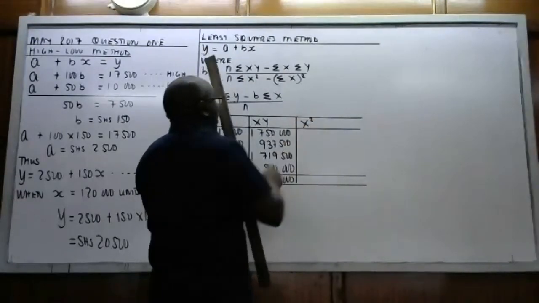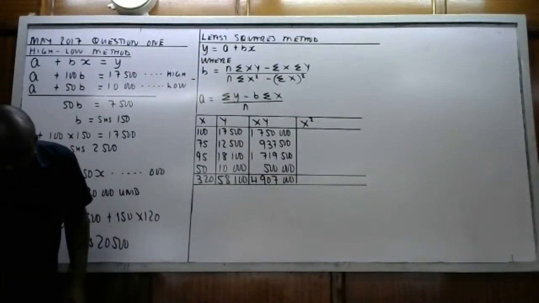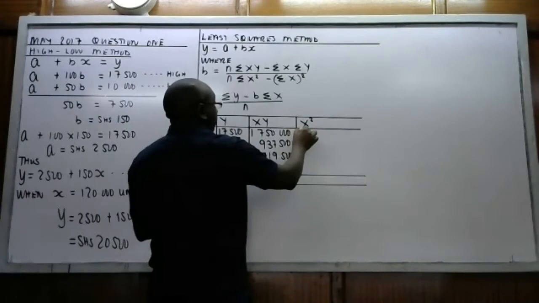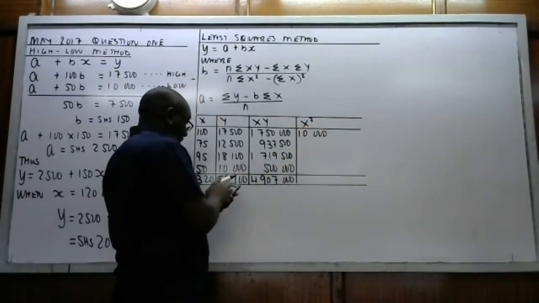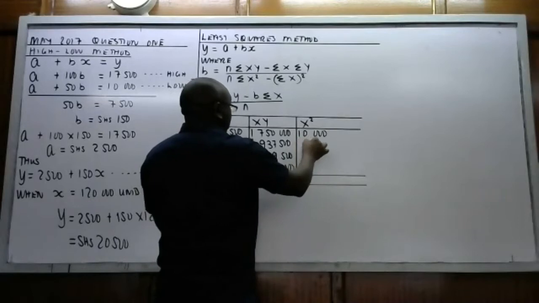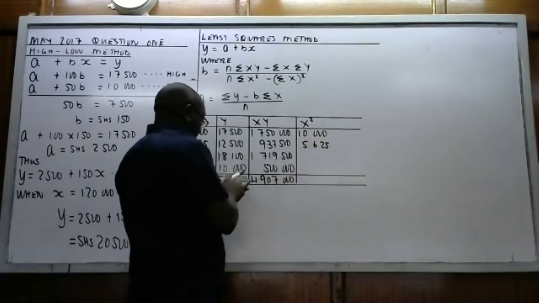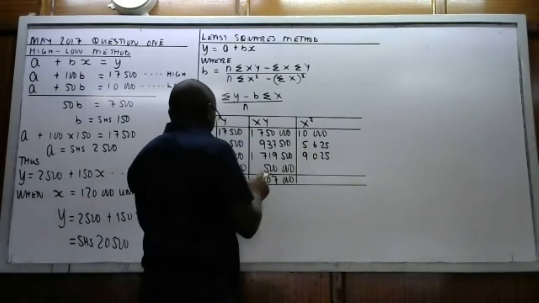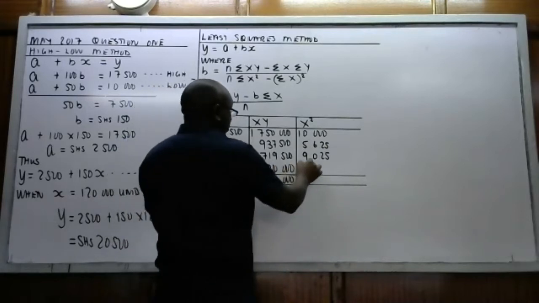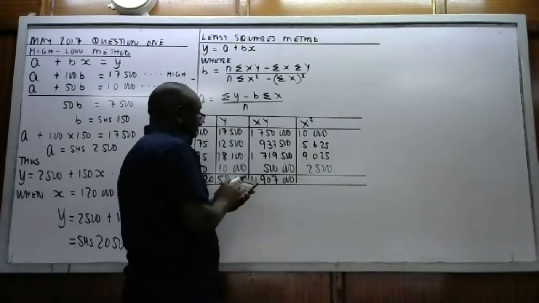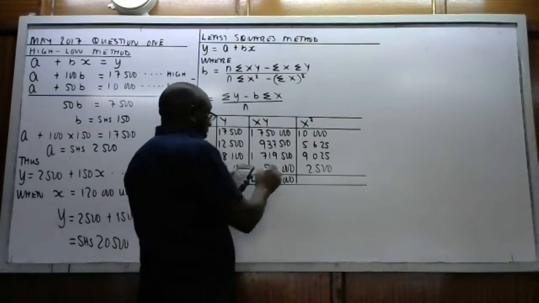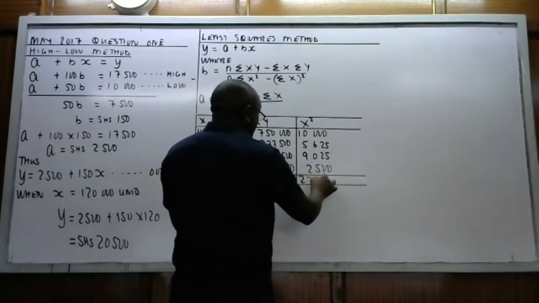You require a column of x squared. So 100 squared is 10,000. 75 squared is 5,625. 95 squared is 9,025. 50 squared is 2,500. So plus 9,025 plus 5,625 plus 10,000 is 27,150.